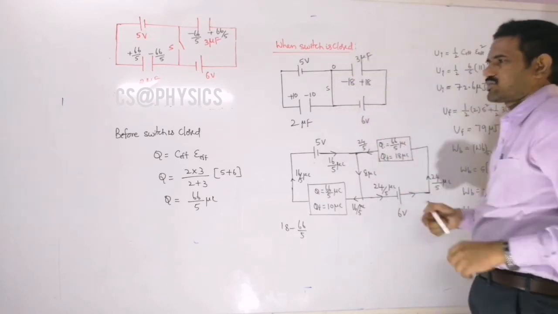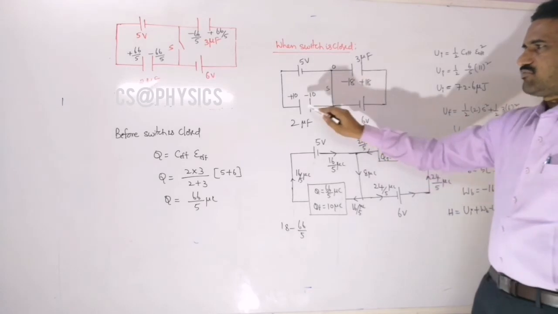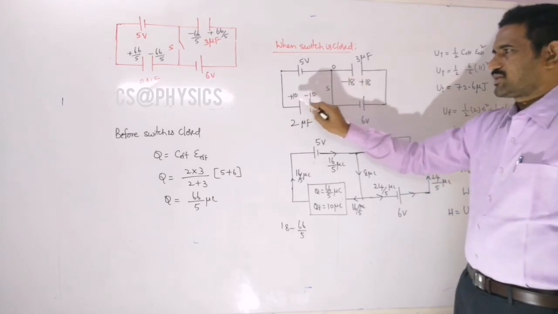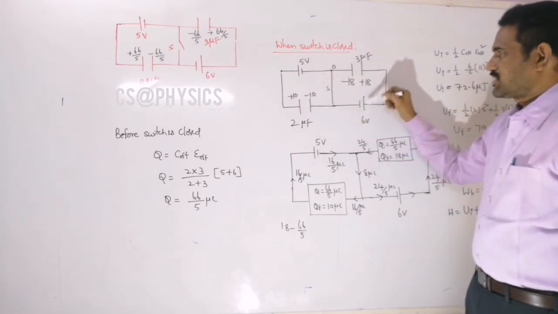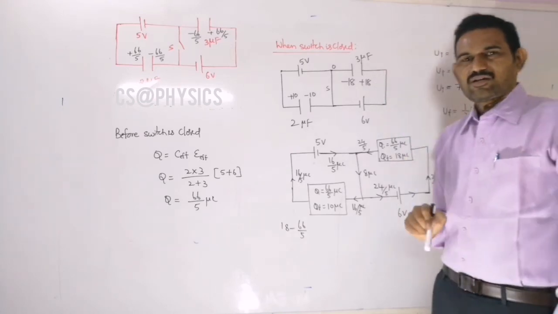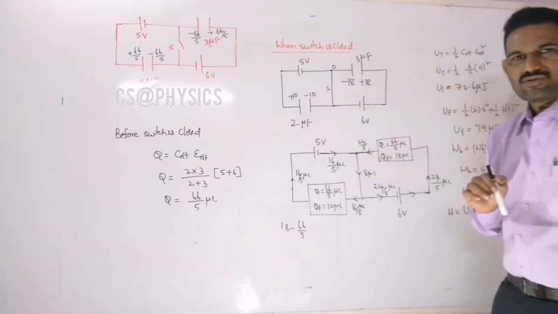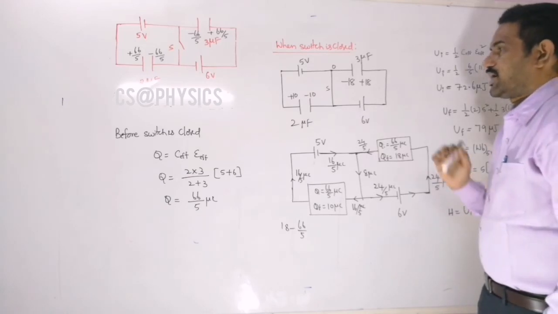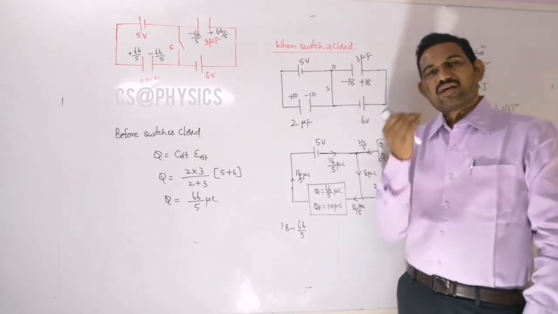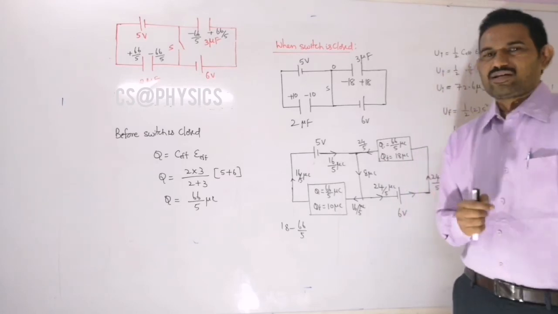So then you can write the charges directly there. Using the CV formula, 5 into 2 is 10 microcoulombs, and similarly 6 into 3 is 18 microcoulombs. All those are microcoulombs only, the charges I am representing there. Now we need to find how much charge is flowing through the switch. That is our calculation here.